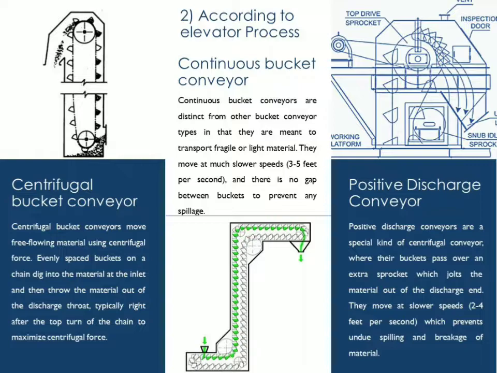Positive discharge conveyor. Positive discharge conveyors are a special kind of centrifugal conveyor, where the buckets pass over an extra sprocket which jolts the material out of the discharge end. They move at slower speeds, 2 to 4 feet per second, which prevents undue spilling and breakage of material.